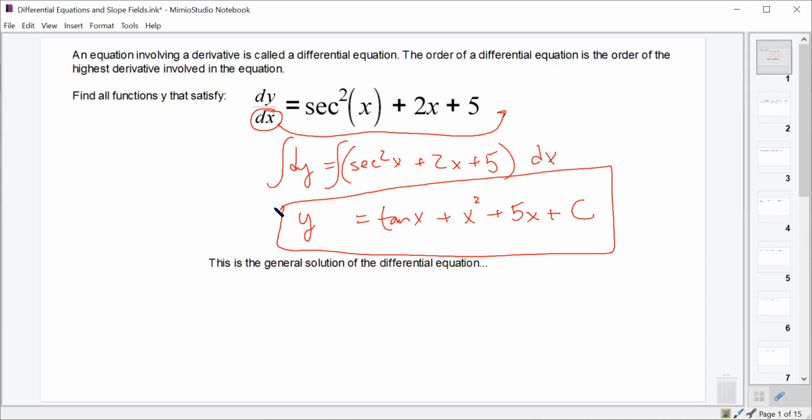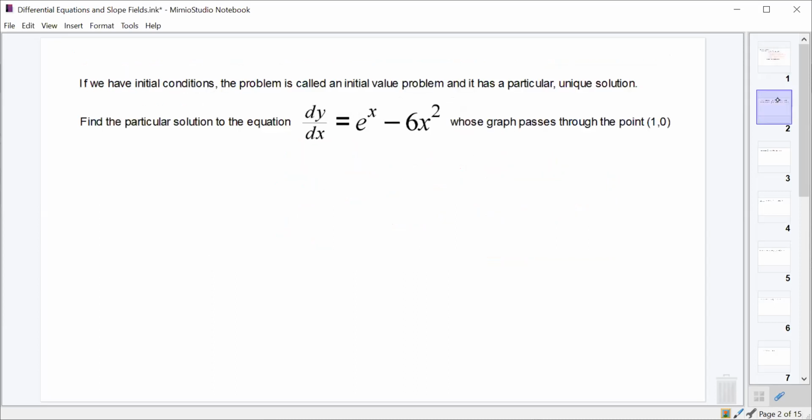So that when I plug in 1 for x and 3 for y, it has to be true. Which means we're going to be finding specific constants that solve the differential equation, or that need to be added to the integral to give us a solution to the differential equation, what we call a particular solution.